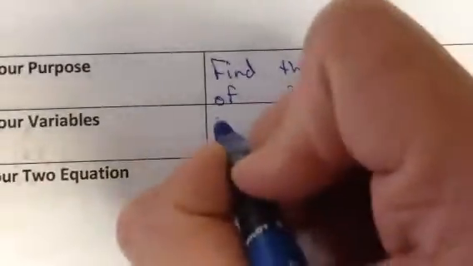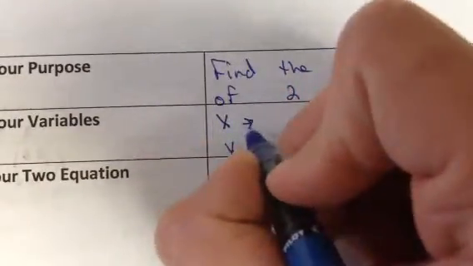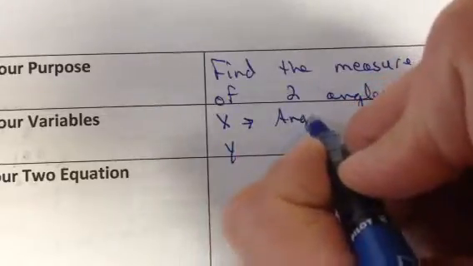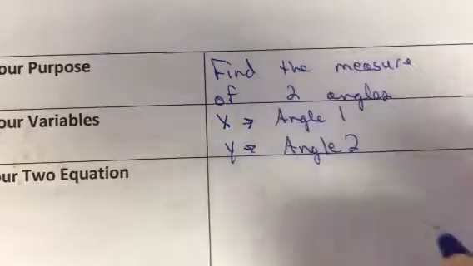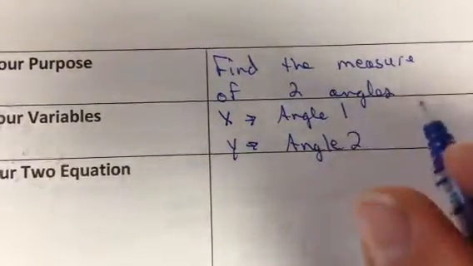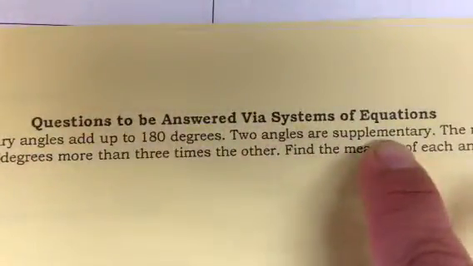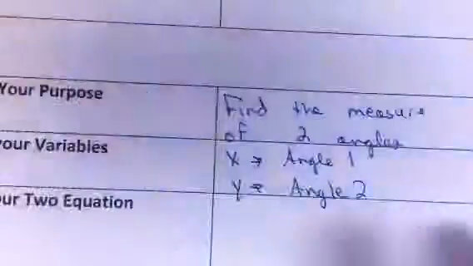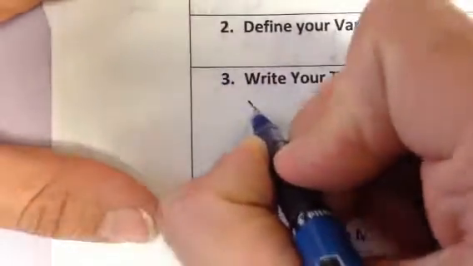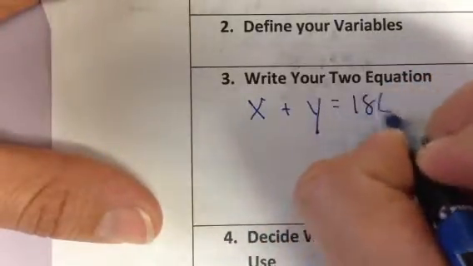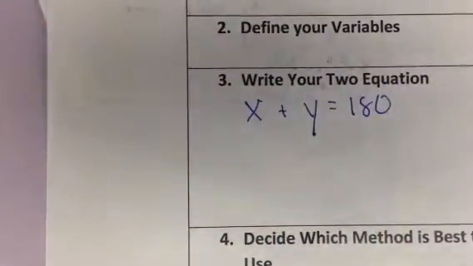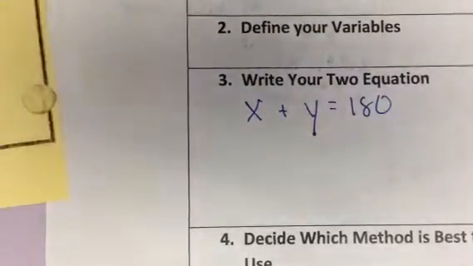So I'm going to go back to x and y. I'm going to call x angle 1, and I'm going to call y angle 2. And I want to know how many degrees these are. So the first equation I'm going to get is the fact that supplementary angles add up to 180. So I have 2 angles that add up to 180. So angle 1 plus angle 2 are 180 degrees. And that one's a pretty simple one. The other one is a little bit more difficult.